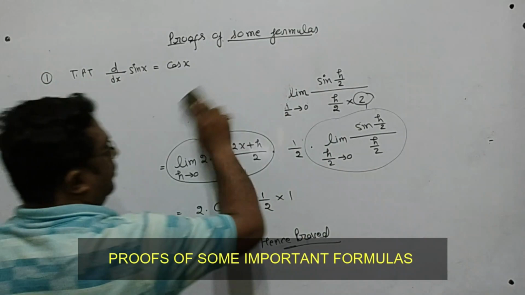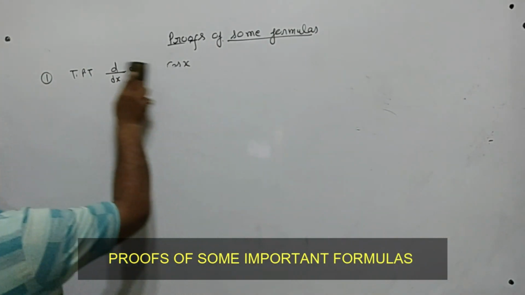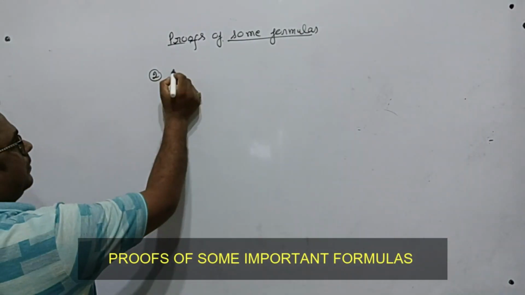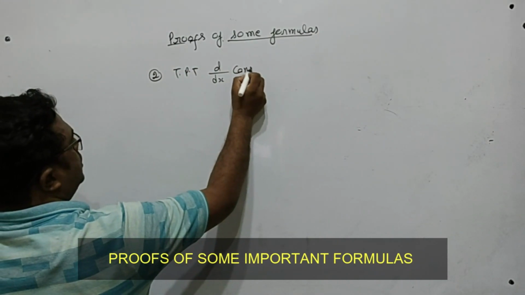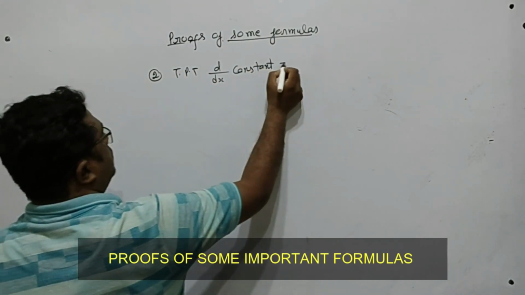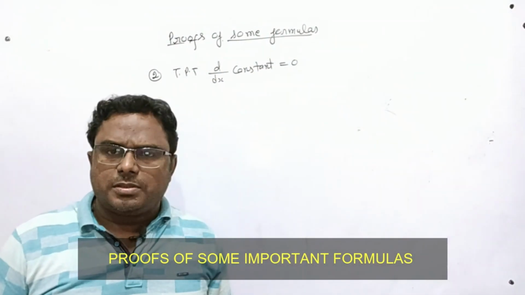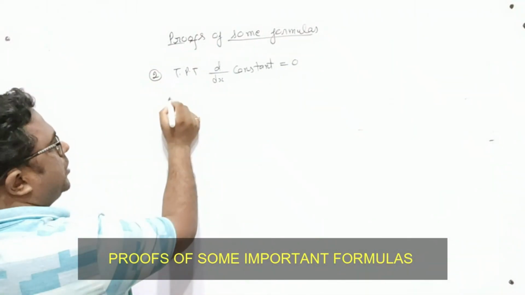Let us take another formula for proving. Now let us prove d by dx of constant equal to 0. This is another very important formula. It is used so many times that the derivative of constant is equal to 0. So let us do its proof.